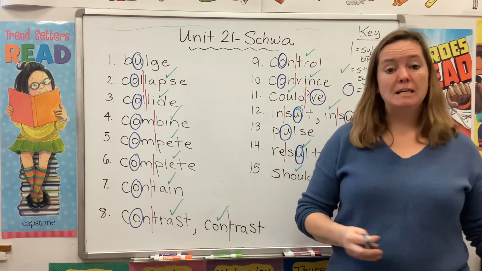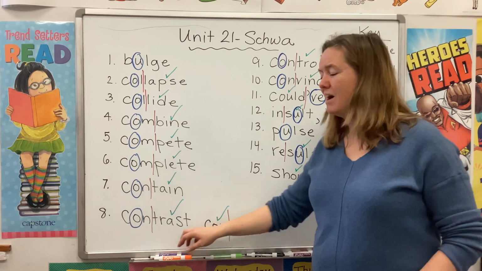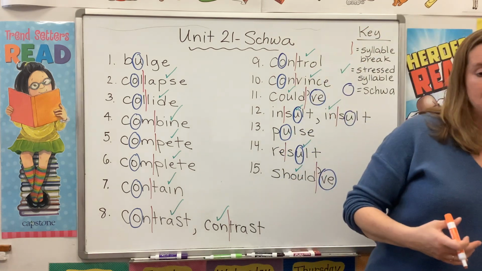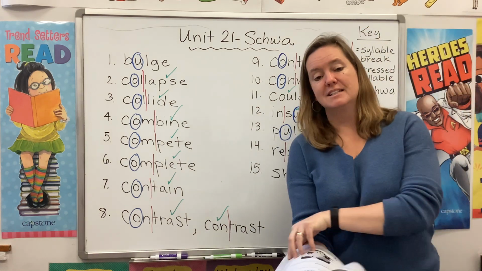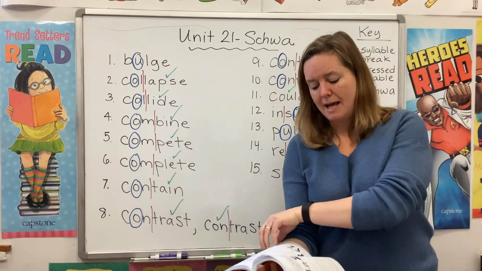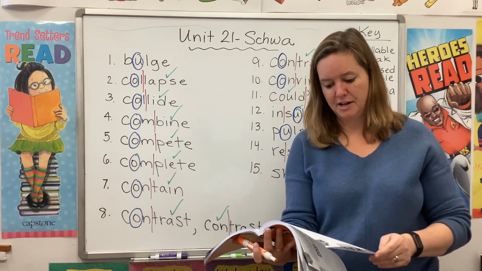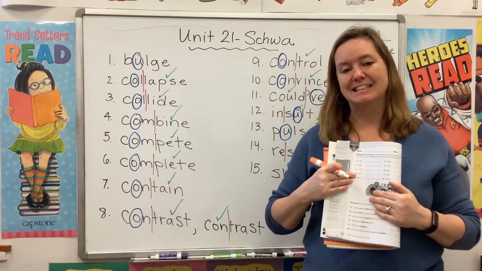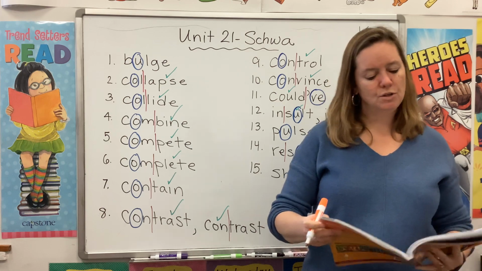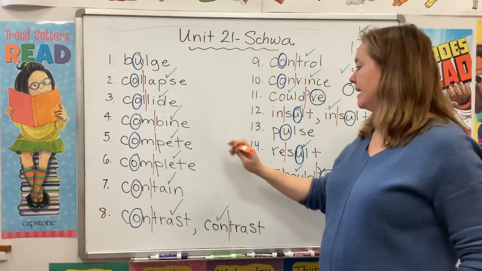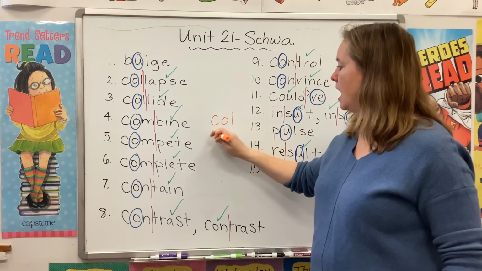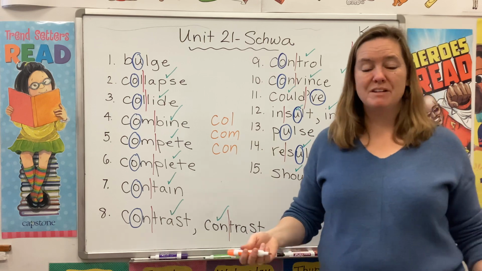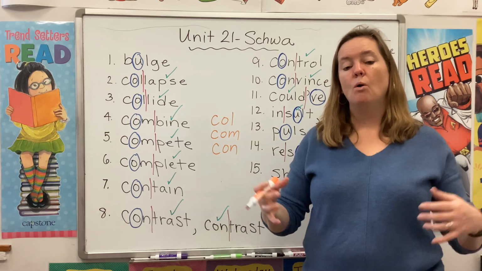Okay, I keep talking about prefixes. I want you to notice something. The prefix com, C-O-M, means together or with. Now, when you get to page 134, you're going to have some practice with this prefix. You will learn that col, com, and con are all the same prefix. They all mean the same thing. They all mean with or together.